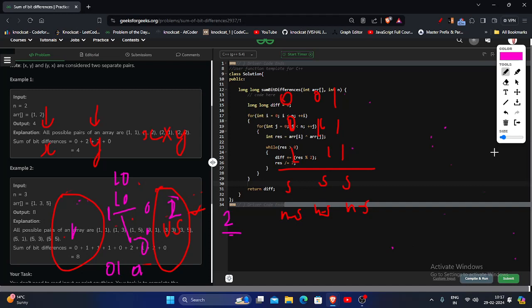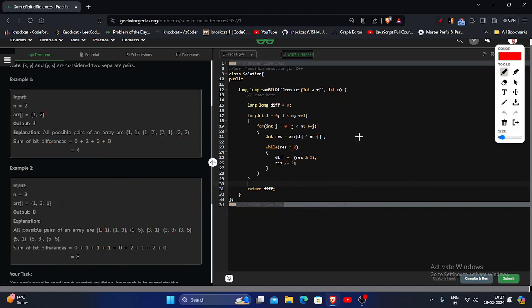So I think now you can get this observation that if I know the number of set bits and the number of unset bits for a particular position, I can easily calculate the number of bit differences I can get from that position. Like, if you know for this position the number of set bits and unset bits, you can easily know the number of bit differences I can get entirely from this index.